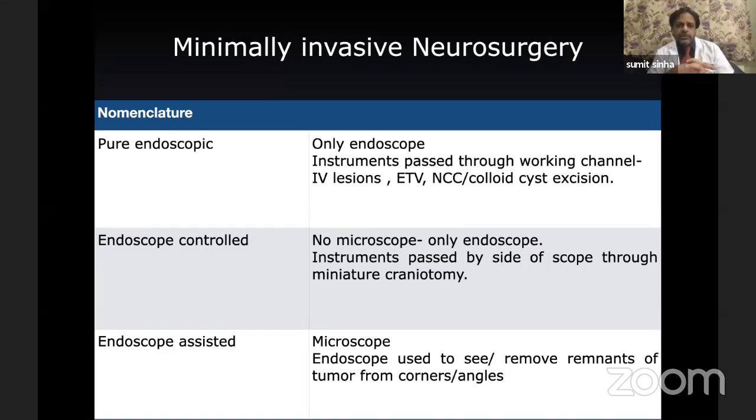The other type of surgery is called endoscopic controlled surgery, where no microscope is used at all and only endoscope is used. We can have the instruments passed by the side of the scope through a small keyhole or a miniature craniotomy. The third and last is endoscopic assisted surgery, where the microscope is not the only thing used for visualization, but the endoscope is also used in between and after the surgery to remove the remnants of the tumor or lesion from the corners or angles which the microscope is unable to see.